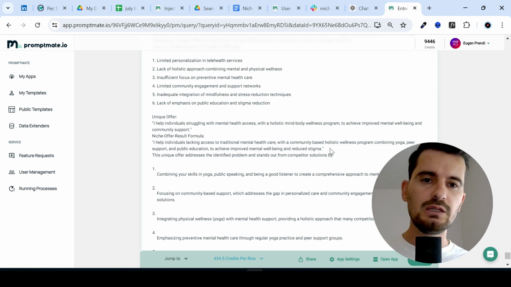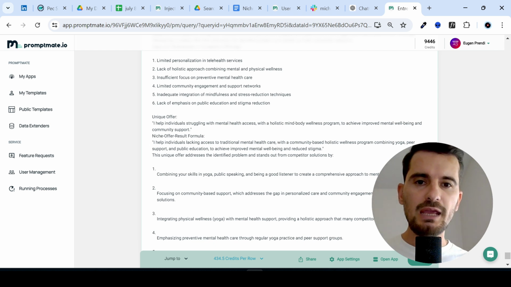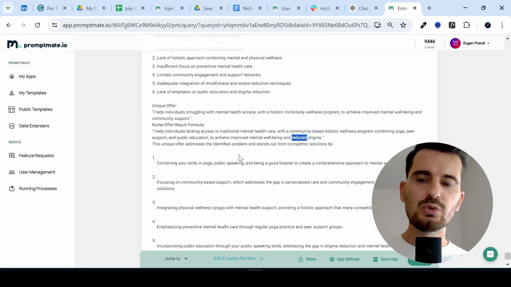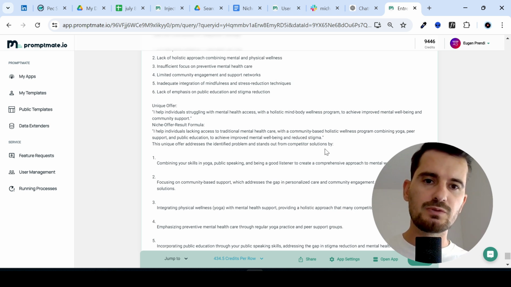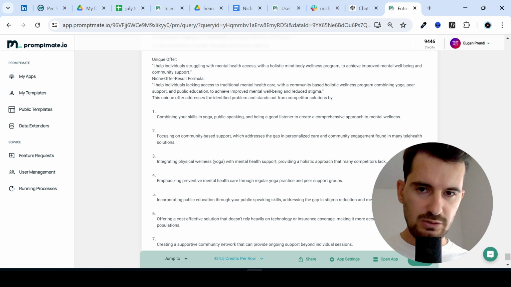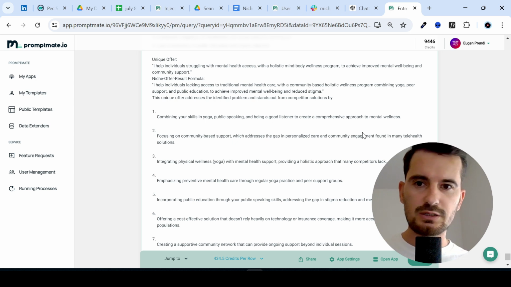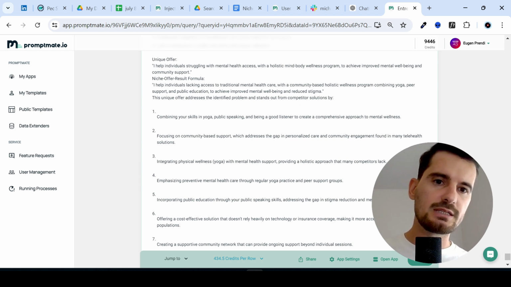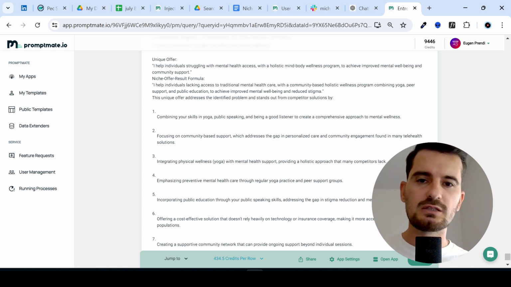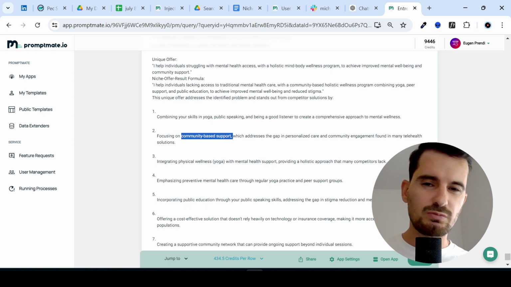Really things that are based on results that are the main problem in this space, right? So this unique offer addresses the identified problem and stands out from the competitor solutions by combining your skills in yoga, right? Public speaking and being a good listener to create a comprehensive approach to mental wellness. Focusing on community-based support, which addresses the gap in personalized care and community engagement found in the many telehealth solutions. So see, it says that this is a gap that the telehealth solutions have because they don't have community-based support. Here is where you come into play if you are able to offer this.